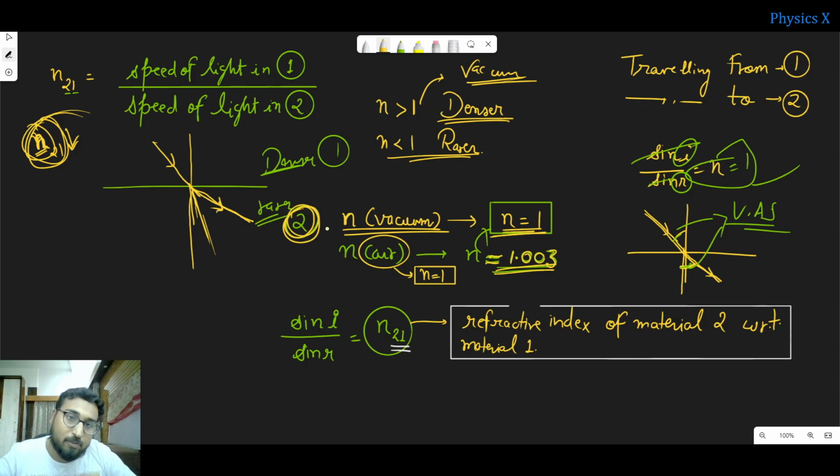So in this case, what will the refractive index be? The denominator, the speed of light in medium 2, will be more and the numerator will be less. So its refractive index becomes lesser. That is why it will go away from the normal. This is how you can understand it.